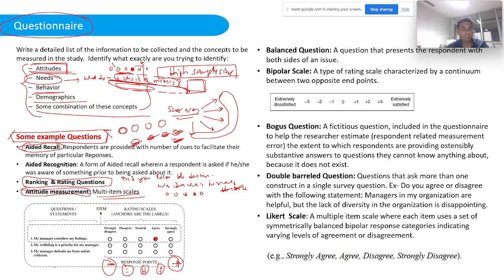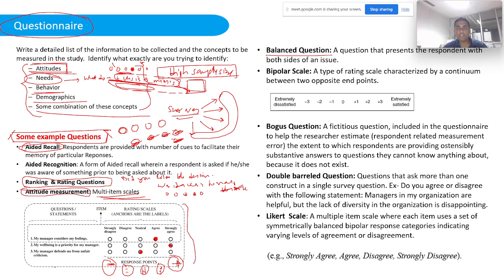And now you ask a set of questions, which are multiple questions, and you have multiple scales to rate these questions. For example, my manager considers my feelings, so you say agree. My well-being is a priority for my manager, so you say strongly agree. My manager defends me from unfair criticism, you say neutral. That means you don't know, those incidents did not come yet. Okay, so this is how you use multi-item scale kinds of questions.